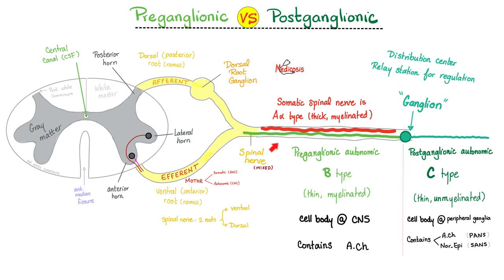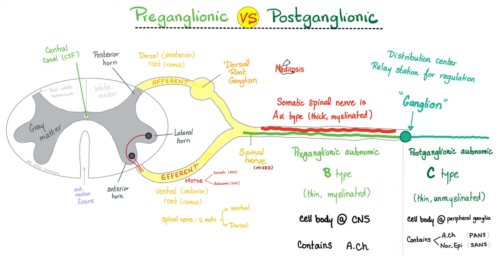Look at this, look at this. Here is preganglionic, here is the ganglion, and then postganglionic. Preganglionic fibers are B-type, which are thin and myelinated. That's why they appear white in color. But the postganglionic fibers are C-type nerve, which means thin and unmyelinated. That's why they appear gray.